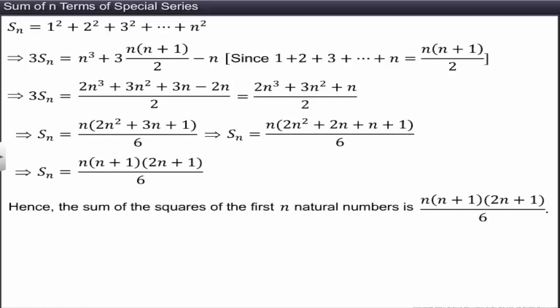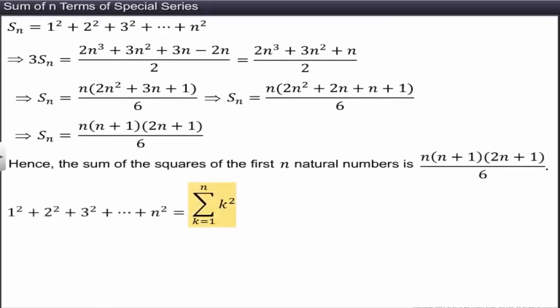With the help of this formula, let's find the sum of the squares of the first 10 natural numbers. Let S10 denote the sum of the squares of the first 10 natural numbers. Then, by the formula, we have S10 is equal to 10 into 10 plus 1 into 2 into 10 plus 1 whole divided by 6. This is equal to 385.